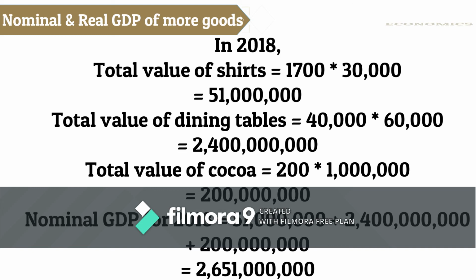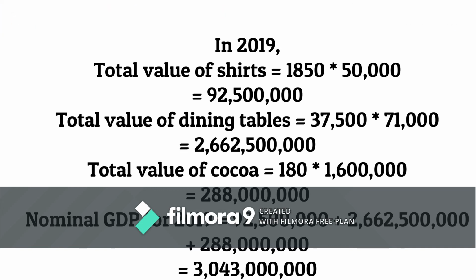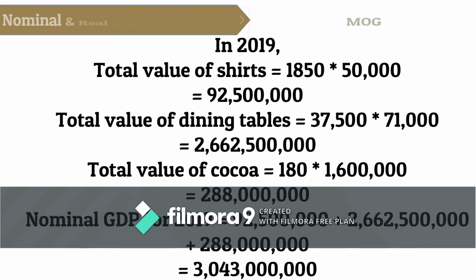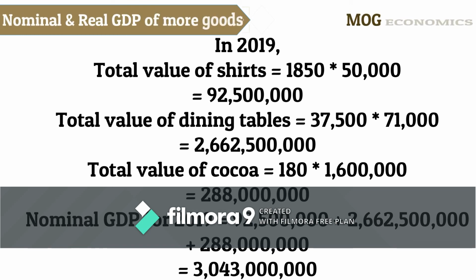So what is the nominal GDP for 2019? We calculate it the same way. Therefore, we get 50,000 shirts times 1,850. We close the brackets, plus we open another bracket, 71,000 dining tables multiplied by 37,500 naira. We close the brackets, then plus 1.6 million cocoa multiplied by 180 naira each. Our final answer is therefore 3 billion 43 million. So that is the nominal GDP for year 2019.